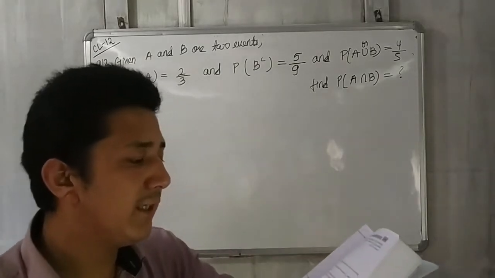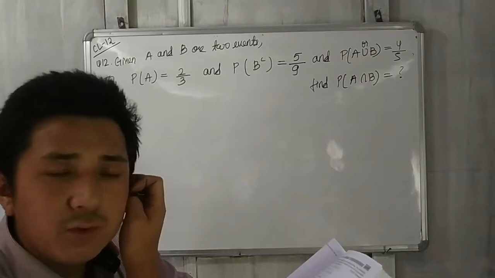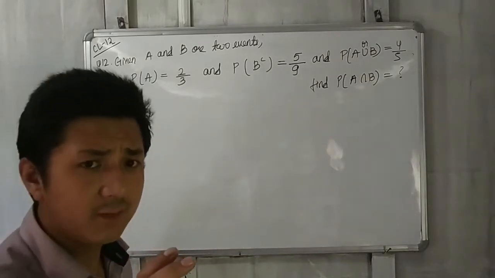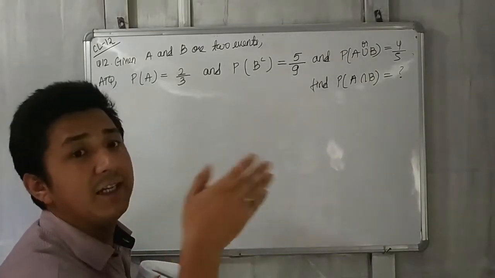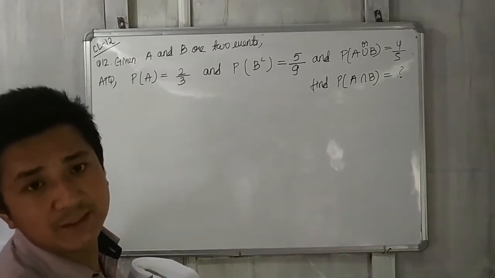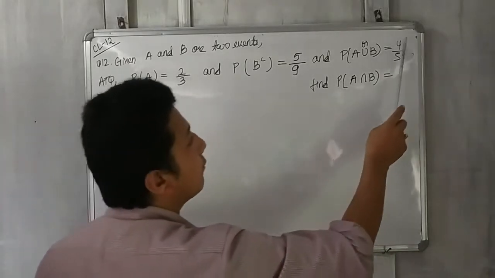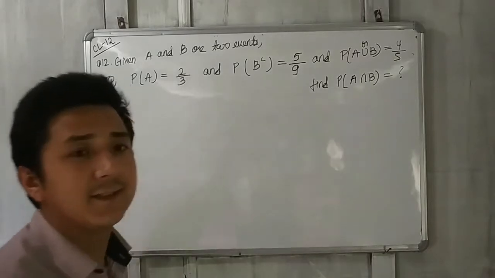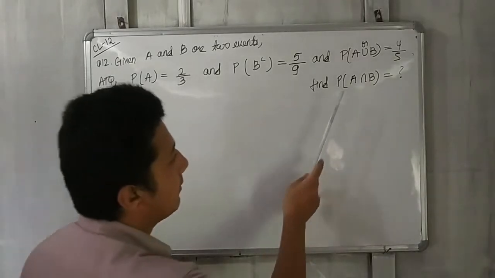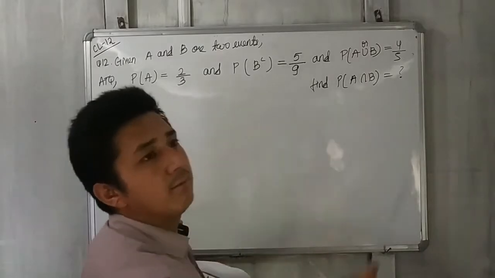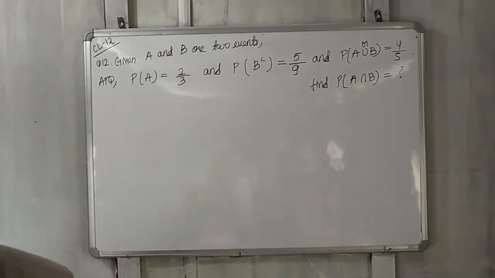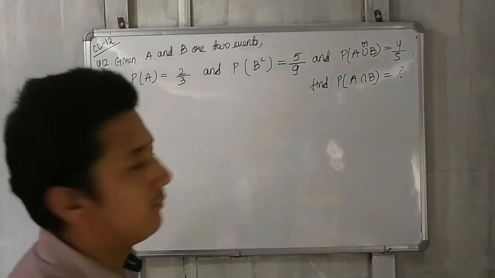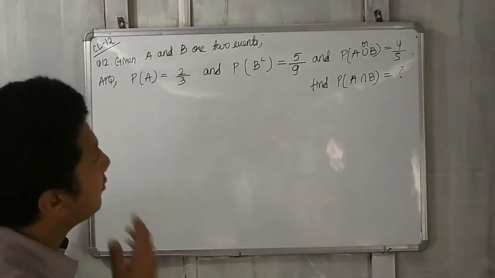If the probability of getting success in at least one of the two events, either A or B, is 4 by 5, then the question is asking you to find the probability of getting success in both. So probability of A and also B, that is the intersection, we need to find. Alright, so intersection we need to find. Now, let's come to the point.